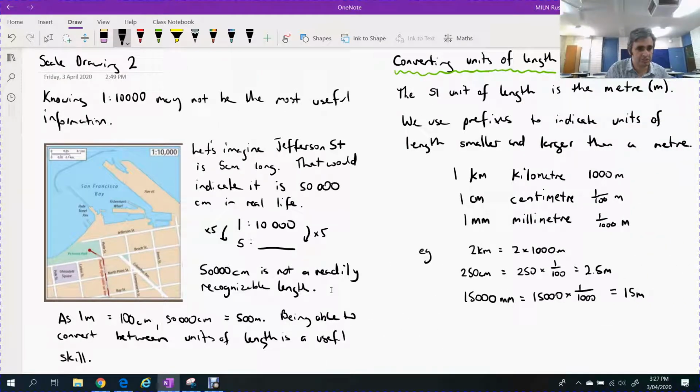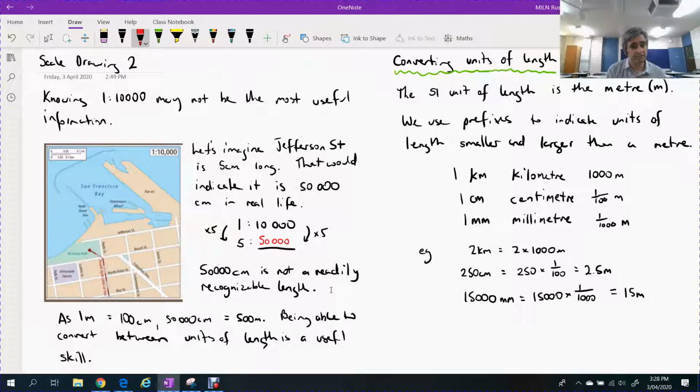Let's imagine that Jefferson Street here is 5 centimeters long. So that would indicate that it's 50,000 centimeters in real life, and we could use our ratio to convert it. If we know that the map is 1:10,000, and we know that for every 1 centimeter it'll be 10,000 centimeters, we want to know for 5 centimeters, how many centimeters would it be? To get from 1 to 5, we're going to multiply this side by 5, so we have to multiply the other side by 5 as well. So that would be 50,000. So this length here, if it was 5 centimeters long, would be 50,000 centimeters in real life.